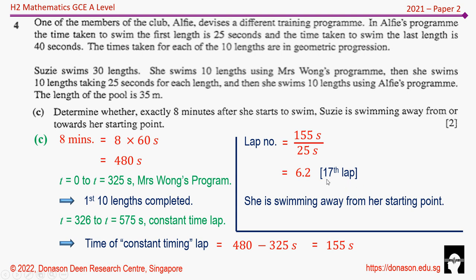Every odd number lap she is going to be swimming away, because on the first lap she swims away, the second lap she is coming towards, the third lap she is swimming away, the fourth lap she is coming towards. So the 17th lap is an odd number lap, which means she is swimming away from her starting point, and that's how we know whether she is swimming towards or away.